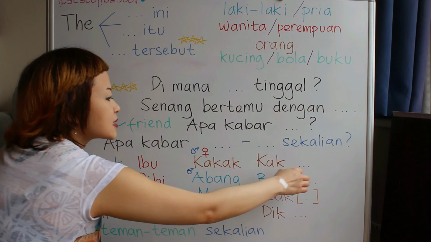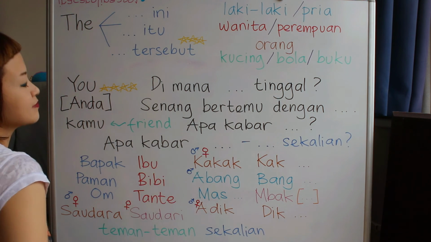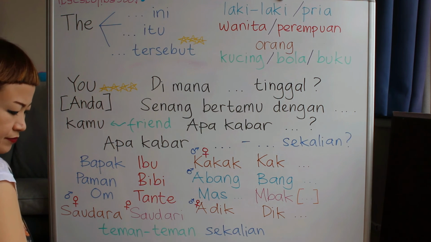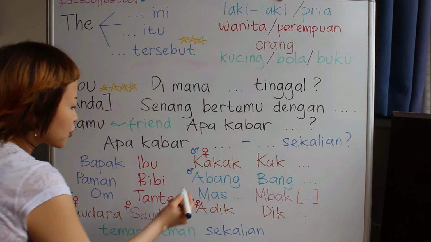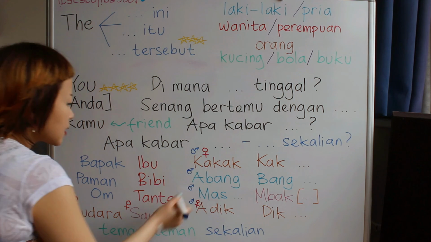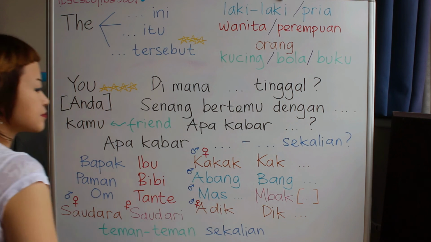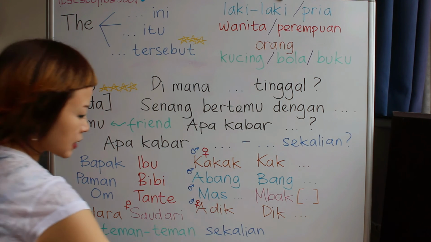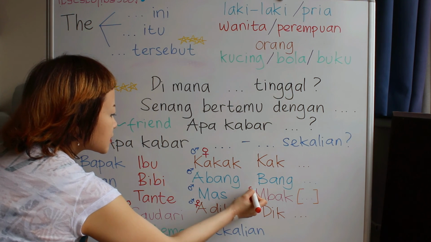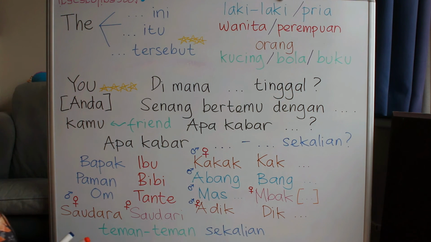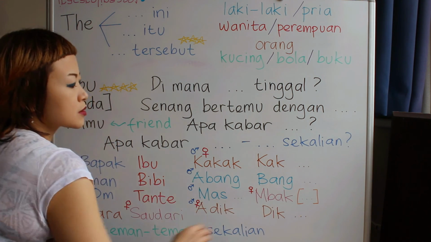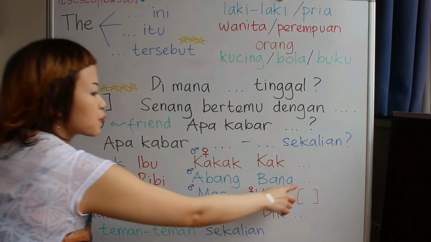Or Bang, and then the name, Bang Ari. Or mas for male. For mas, you have to put the name, Mas. Or for female, bak. In this case, for bak, you can put the name, or you can just use bak without the name. That's why I put this one.